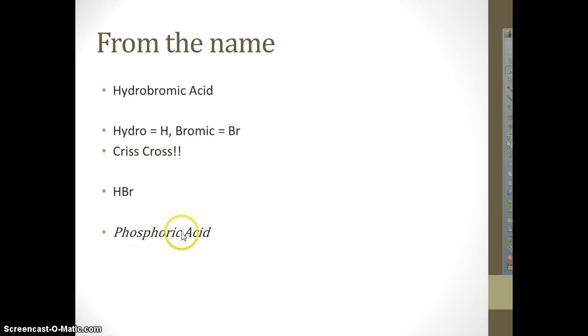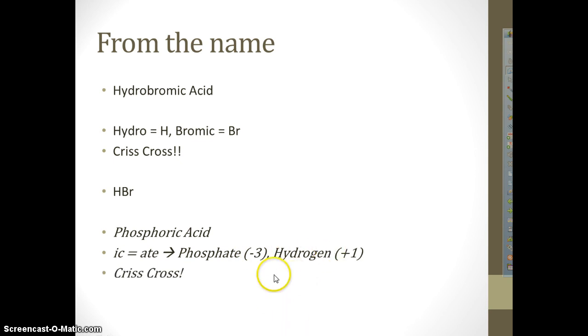Now, if I have phosphoric, I haven't named the hydrogen out front, so I know it must be one of my oxyacids. So if there's an ic at the end, I replace that with ate. So that tells me I have phosphate ion, which is a -3, and hydrogen is a +1. So if I crisscross those charges, this will be my overall formula. 3 hydrogens and 1 phosphate.